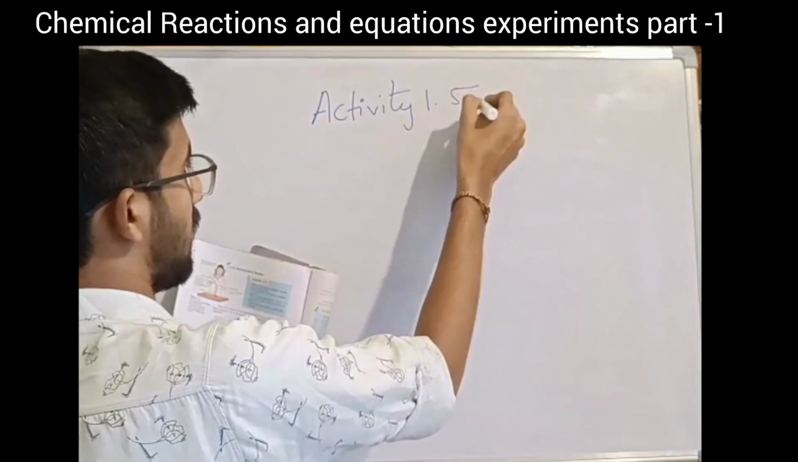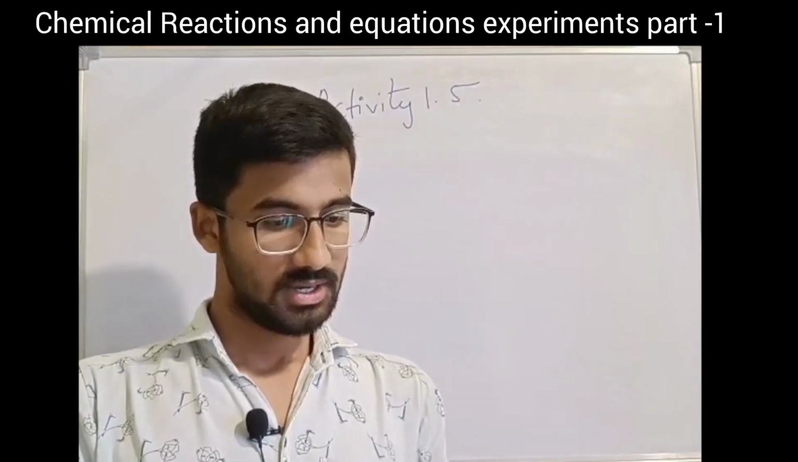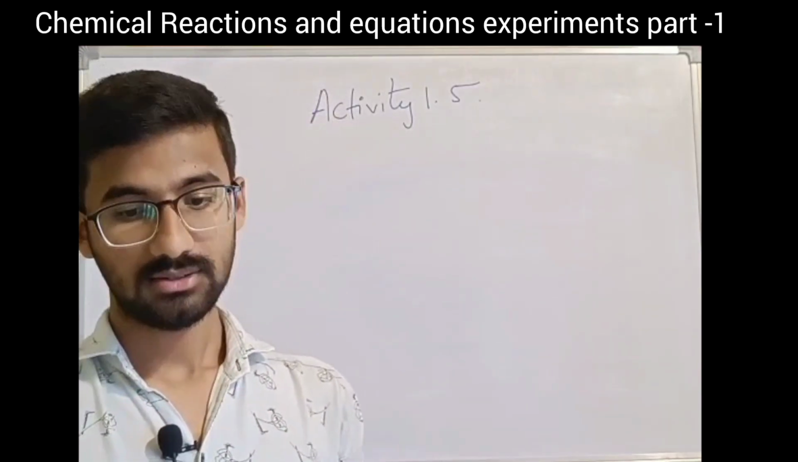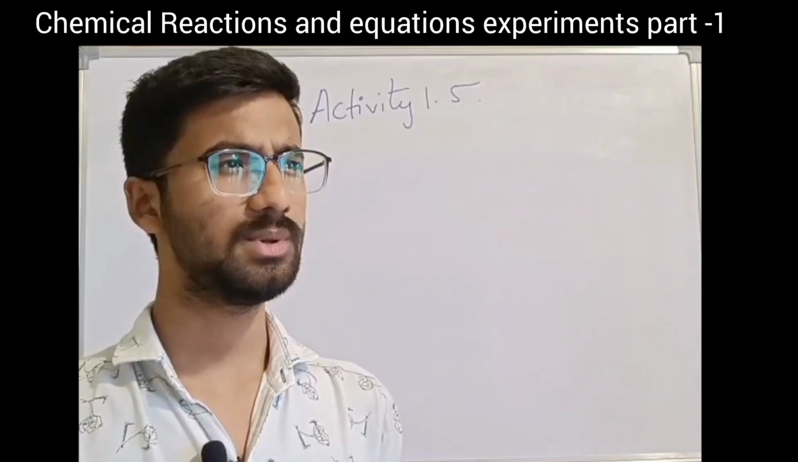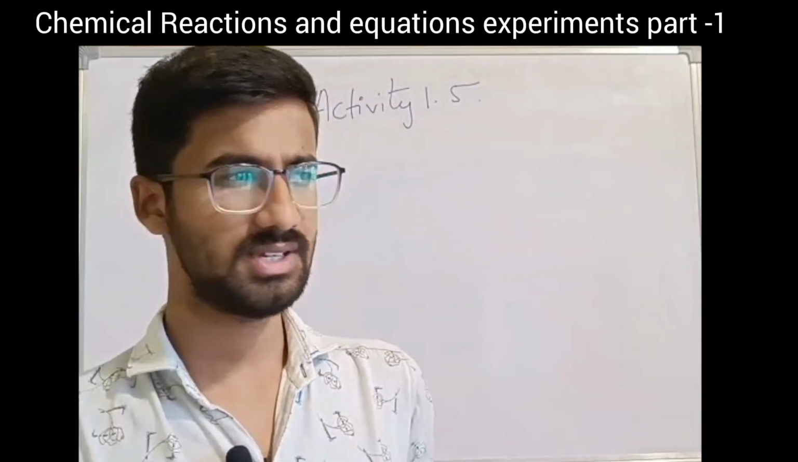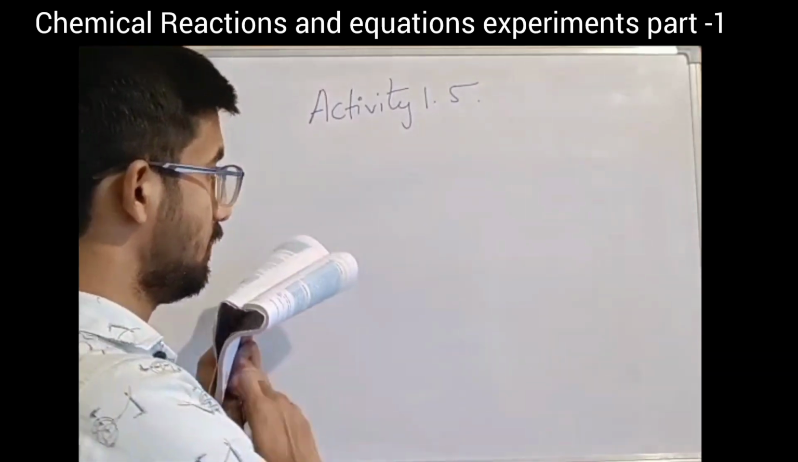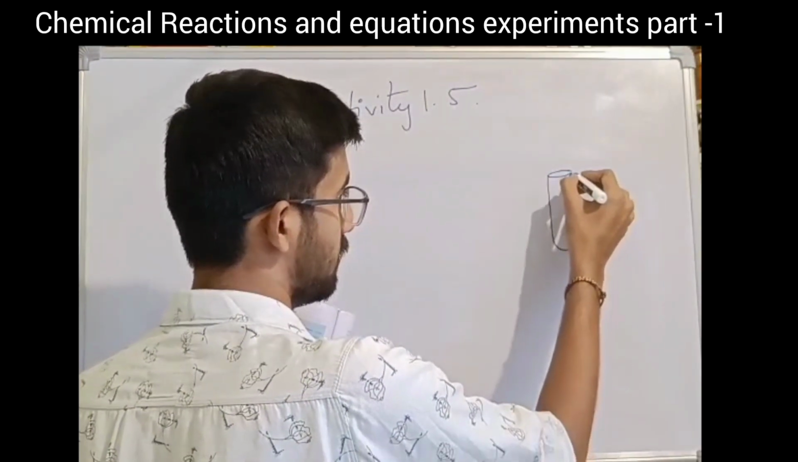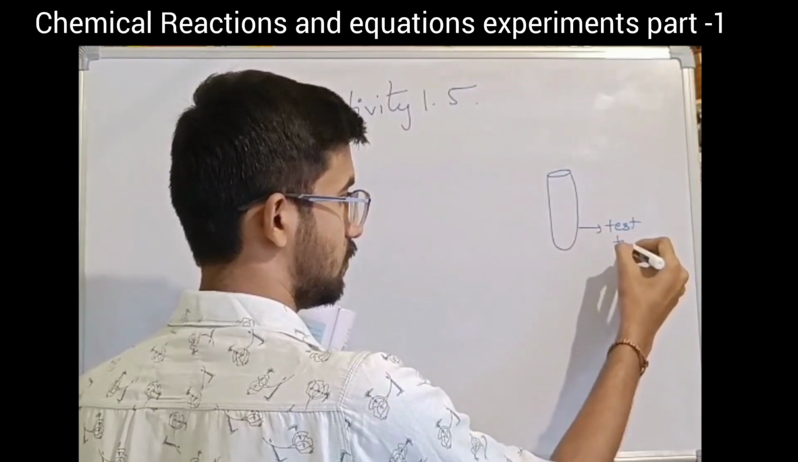Activity 1.5. Take about 2 grams of ferrous sulfate crystals in a dry boiling tube. See, a boiling tube is nothing but a tube made of glass. In a laboratory, we call it a small test tube.